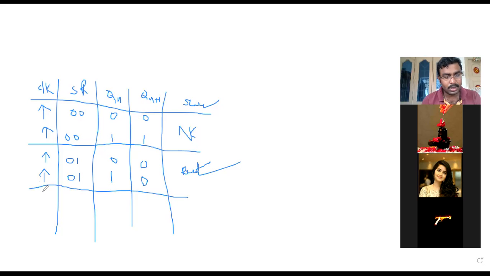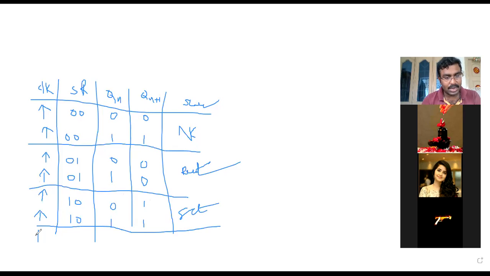Now let us go for the third set of inputs, that is 1, 0. We take 1, 0 when my present state is 0, and the same 1, 0 with my present state 1 is to be calculated. Then tell me guys, what will be your next state in this case? One. One is your output and the state is the set state.